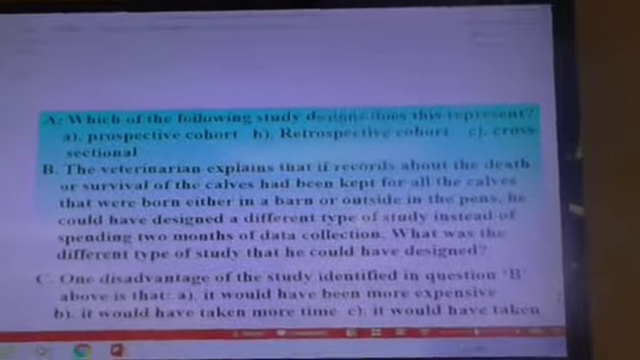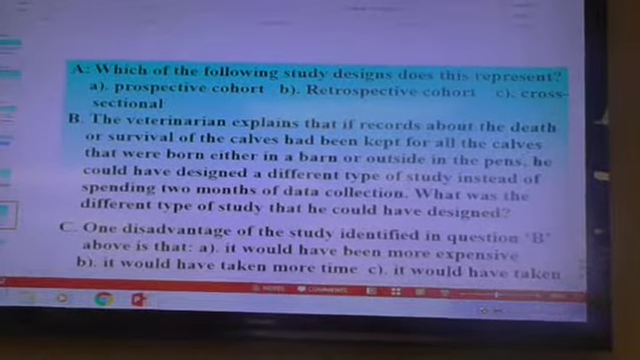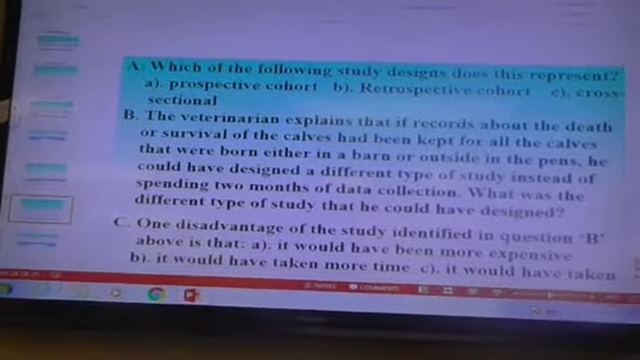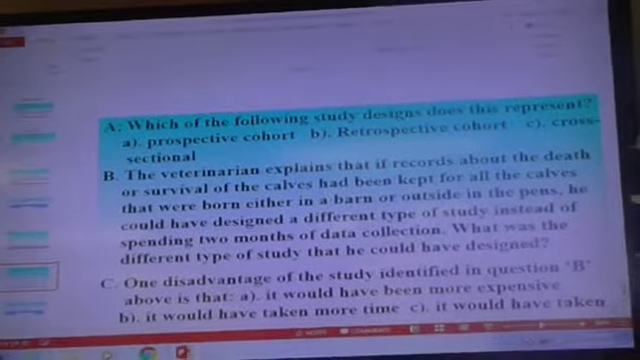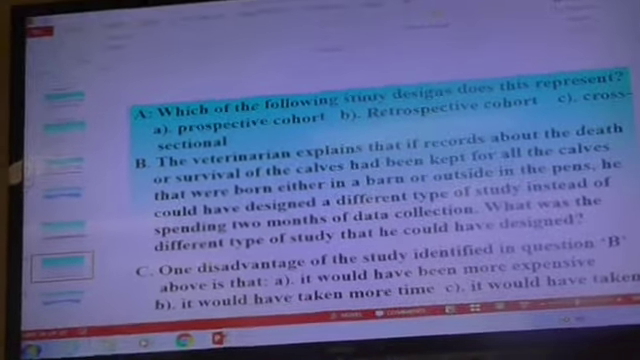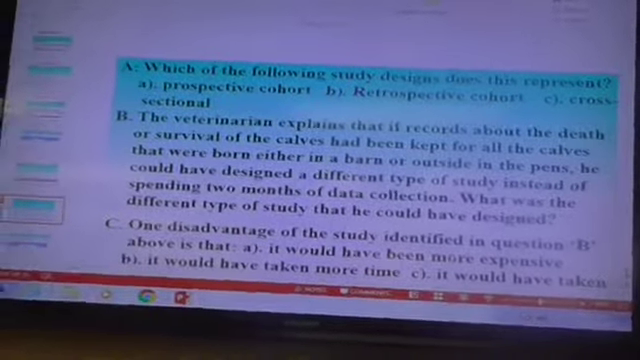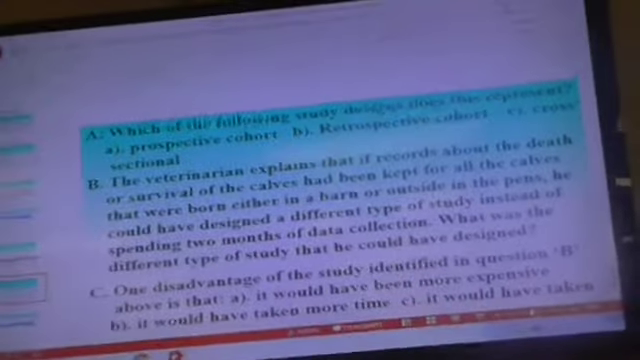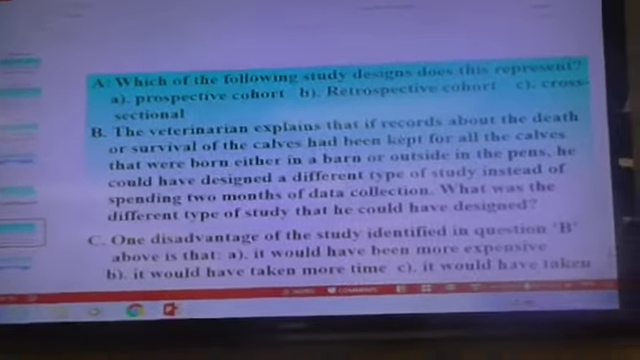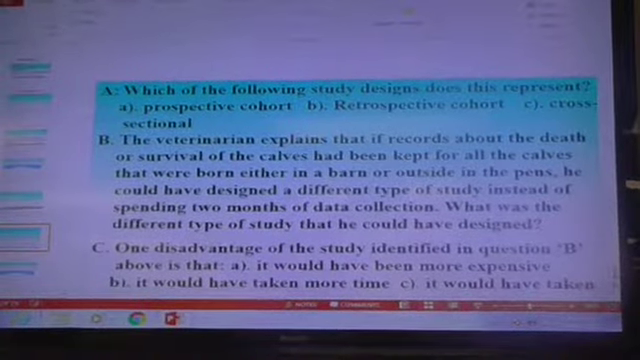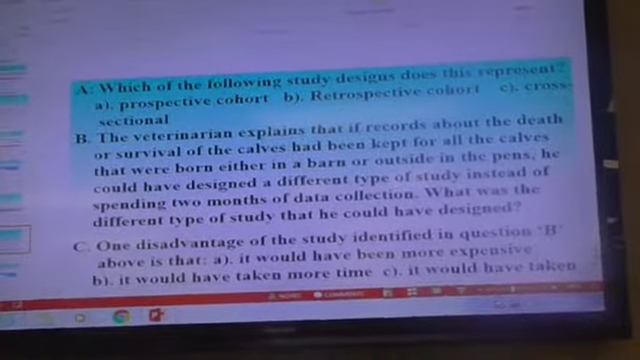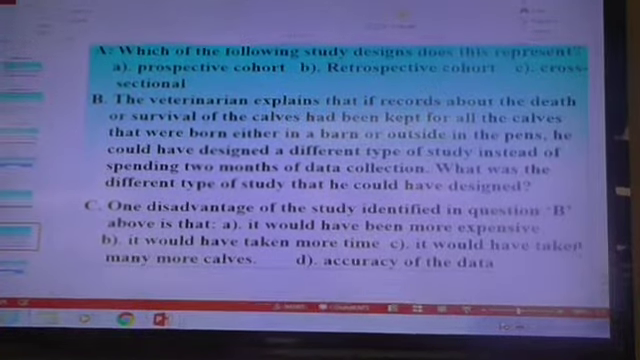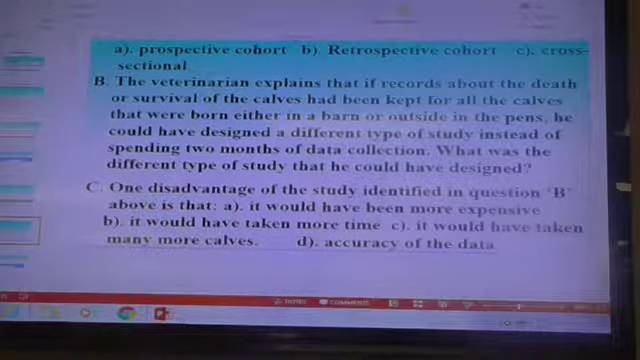Yes. So the second one, the veterinarian explains that if he cares about the death or survival of the calves, and records are being kept for all the calves that were born, either in a barn or outside in the fence, you could have designed a different type of study instead of spending 2 months or 1 month of data collection. So what different type of study could you have designed, and what is the disadvantage? The two are related. Well, what is the different design? And what is the problem with that?